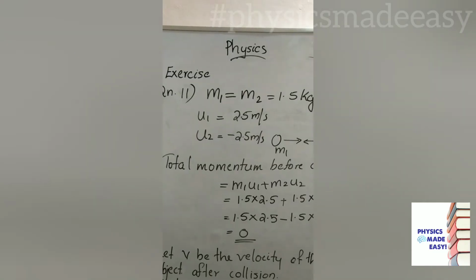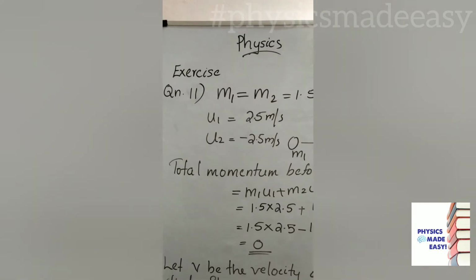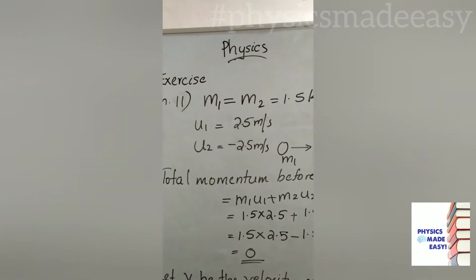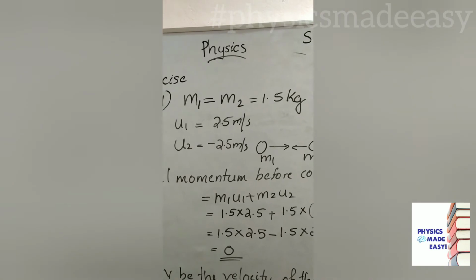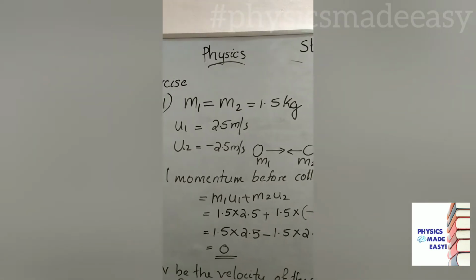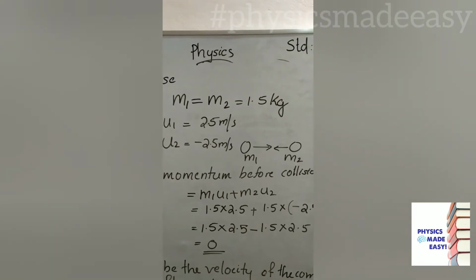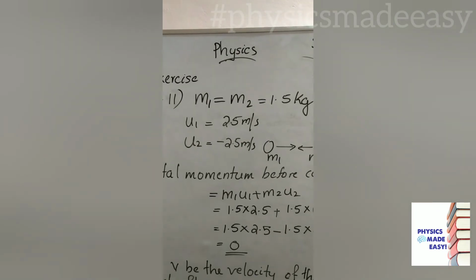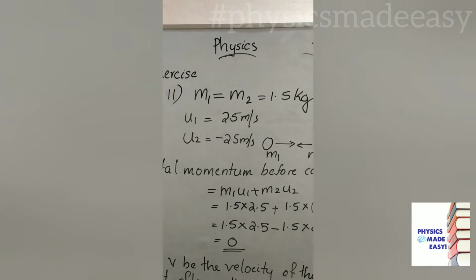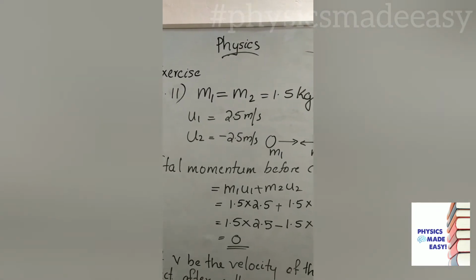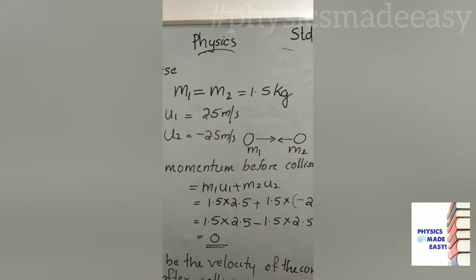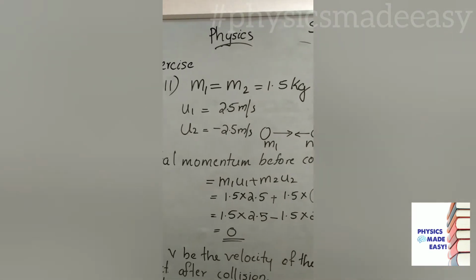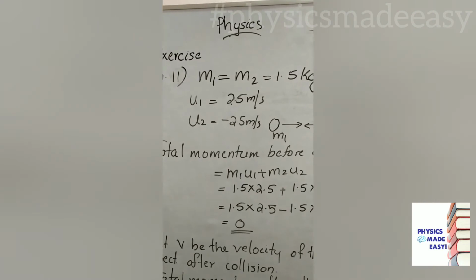Next problem, question number 11. Two objects each of mass 1.5 kg are moving in the same straight line but in opposite directions. The velocity of each object is 2.5 meter per second before the collision, during which they stick together. What will be the velocity of the combined object after collision?